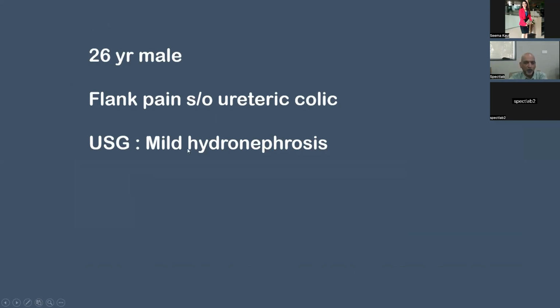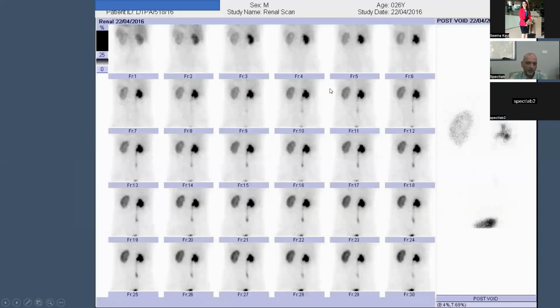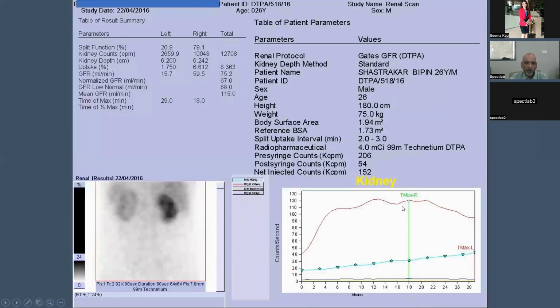Here is a young patient who had flank pain suggestive of ureteric colic with mild hydronephrosis on ultrasound. You can see that the left kidney is a little bit enlarged. It shows delayed extraction of tracer with progressive accumulation over a period of time. The right kidney shows good uptake, but sluggish excretion because the bladder doesn't fill up here. Sometimes in a dehydrated patient, this can happen. Over a period of time, you can see the left kidney shows progressive accumulation. This shows good uptake, but an indeterminate renogram pattern.